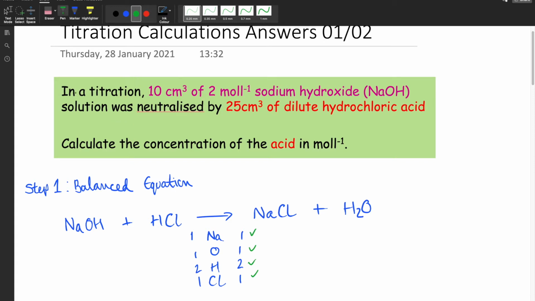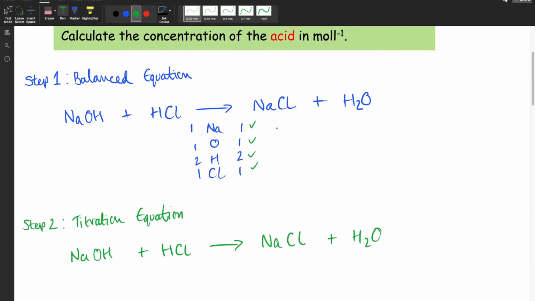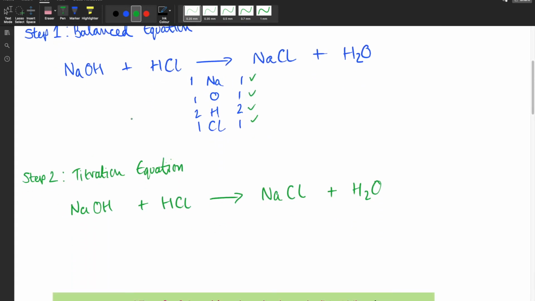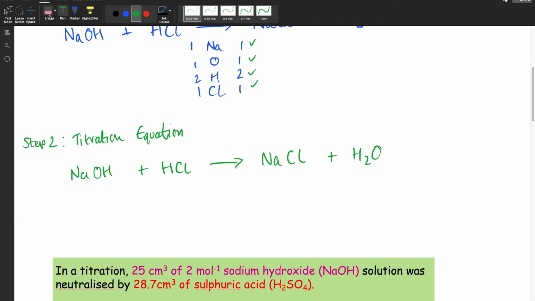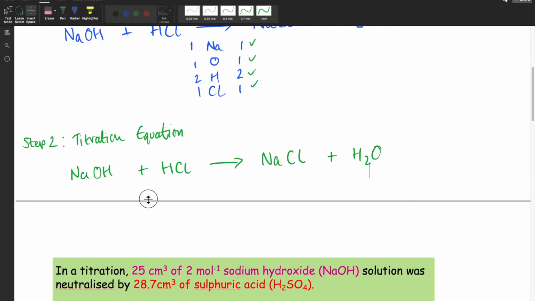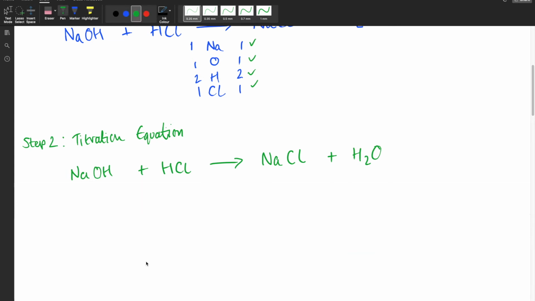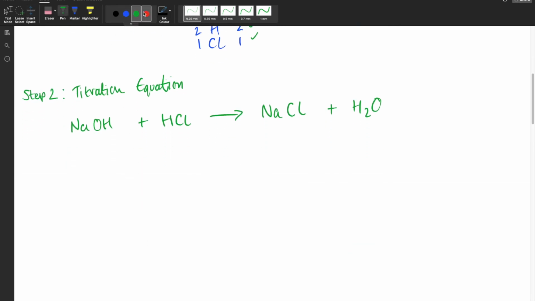Okay, so in this it says, in a titration calculation, 10 centimeters cubed of 2 mole per litre sodium hydroxide solution was neutralised by 25 centimeters cubed of dilute hydrochloric acid. It asks us to calculate the concentration of the acid in moles per litre. So we've already got a balanced equation, and we know that it's correct. Our next step is to write out the titration equation, so that is our C1 V1 N1 equation.